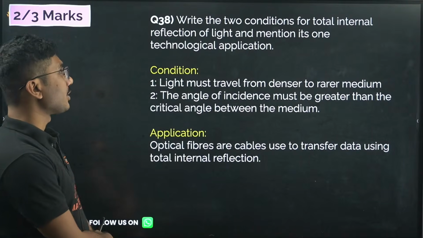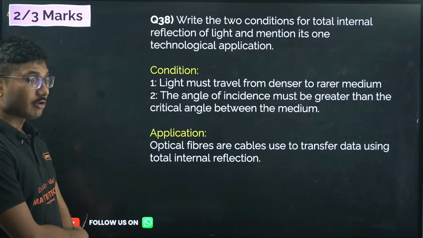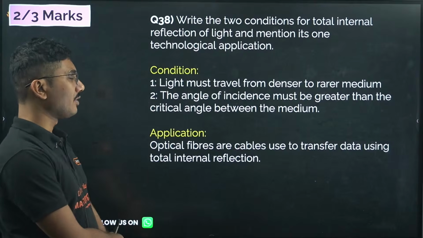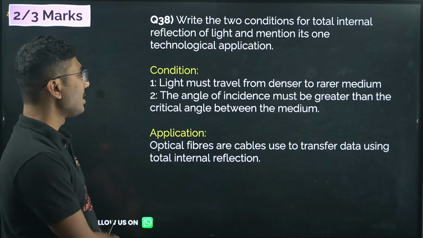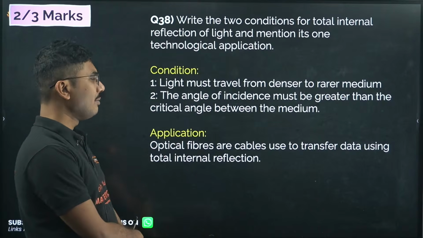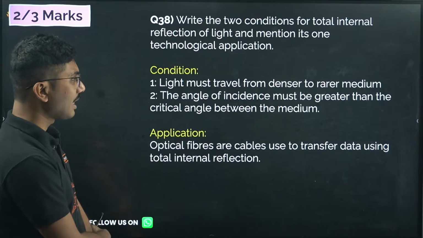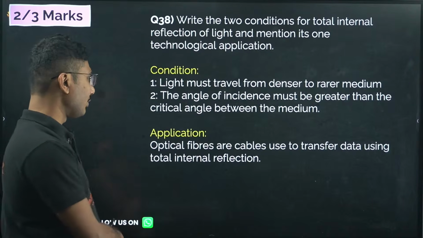Write two conditions of total internal reflection of light and mention one technological application. Light must travel from denser to rarer medium. The angle of incidence must be greater than the critical angle between the media. Application: optical fibers are cables used to transfer data using total internal reflection.